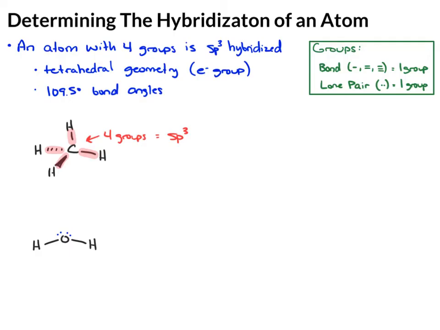So now we can count the groups. And we count each bond as a group. There's 1, 2. Each lone pair is a group, 3 and 4. So oxygen has 4 groups. It's sp3. And that means the bond angles are approximately 109.5 degrees. The angle changes a little bit when we're dealing with lone pairs, but that's not something we need to worry about. The other thing is that the oxygen in water does have a tetrahedral geometry.